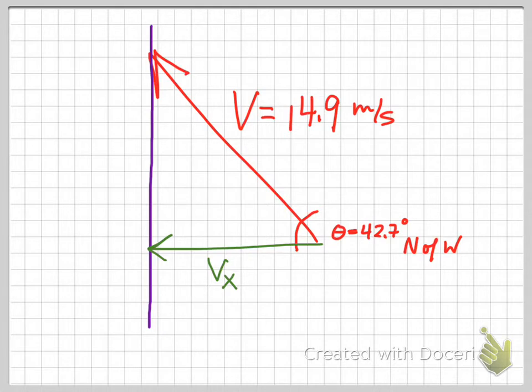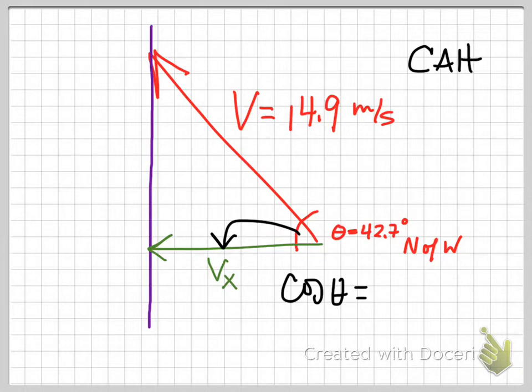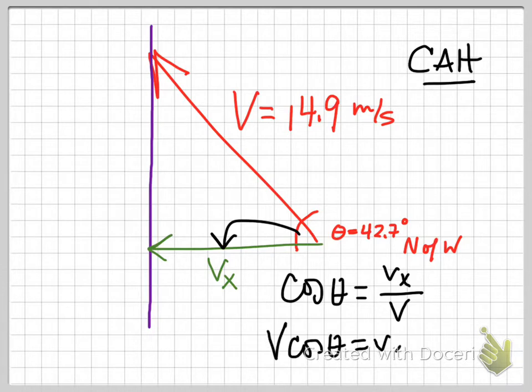Well, this is adjacent to the angle, so I'm going to use cosine theta is equal to the adjacent, which is v sub x, over the hypotenuse, which is just the total velocity. What that means is that v times cosine theta will give me the x component of that velocity.